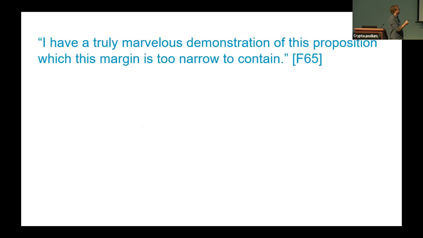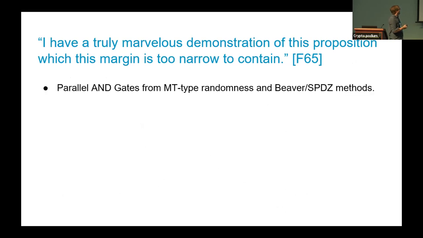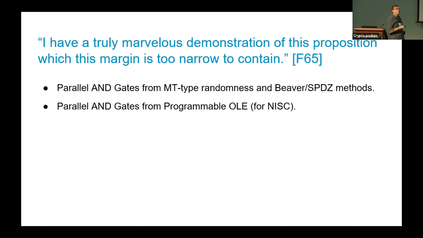I want to semi-close with this lovely quote by Mr. Fermat and throw in a whole bunch of other things that we did not have time to get to in this talk. So the first construction, which actually gets our fastest number, uses MT type randomness to build the parallel AND gates. When we do NISC, we can't have any back and forth, so we can't have a VOLE in both directions. So we have to use OLE.